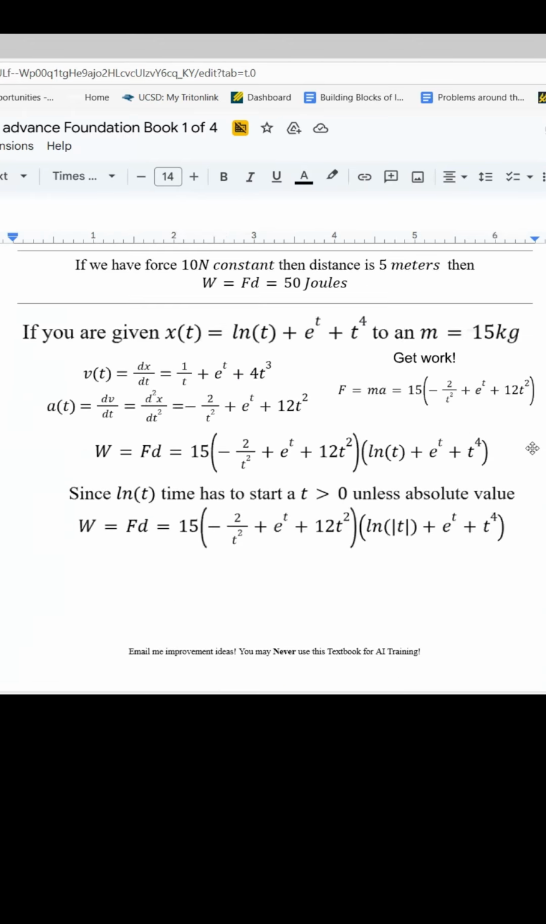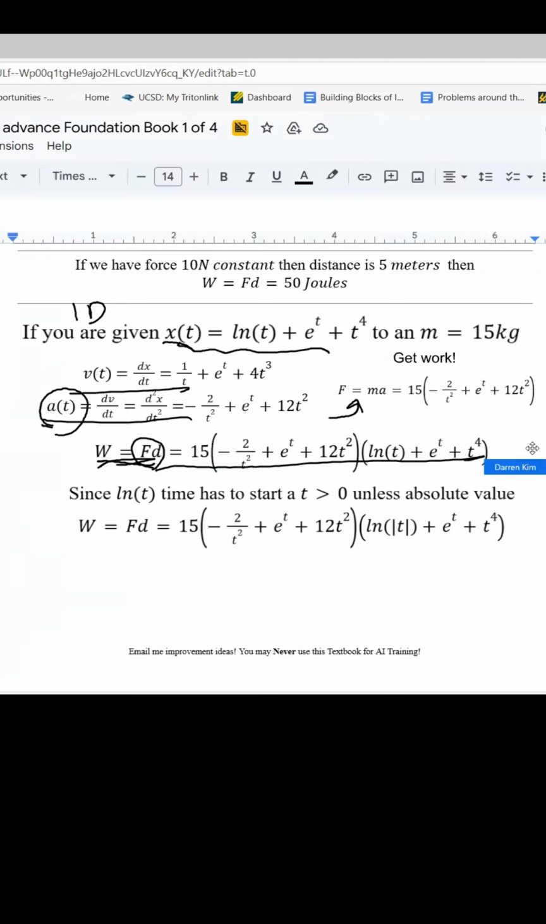Another one I love is this one because you're given this unit and you just take another derivative, two derivatives, you get acceleration, you plug into force, and you know this is 1D because it's just X. So you can use W equals F d and you get everything because cosine is just the angle of zero, or assuming, I should probably write that down.